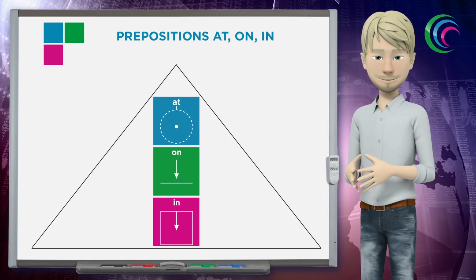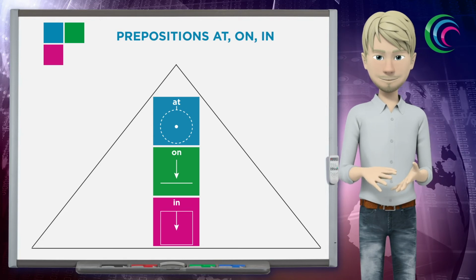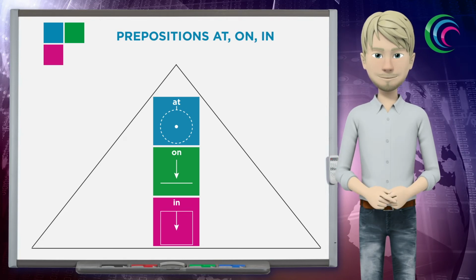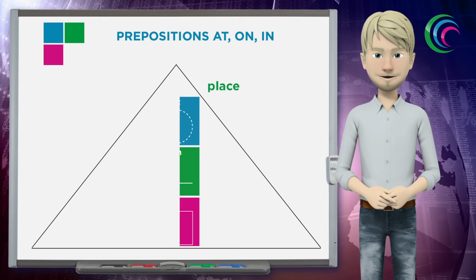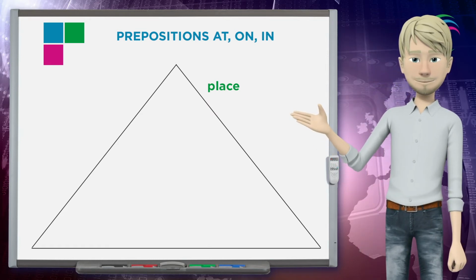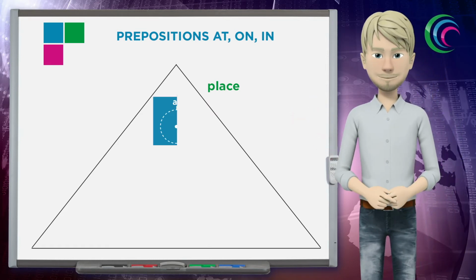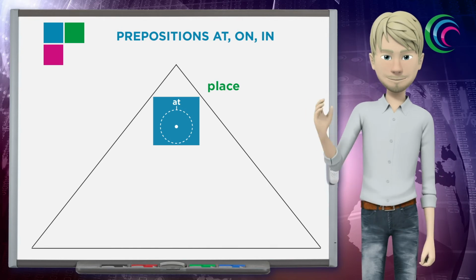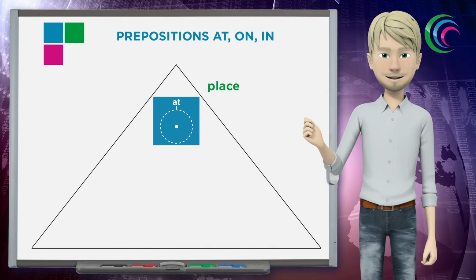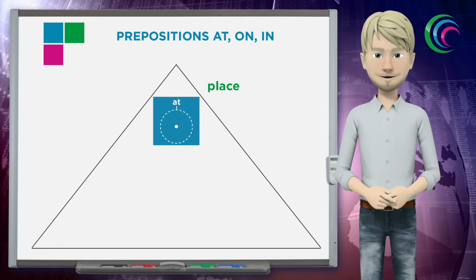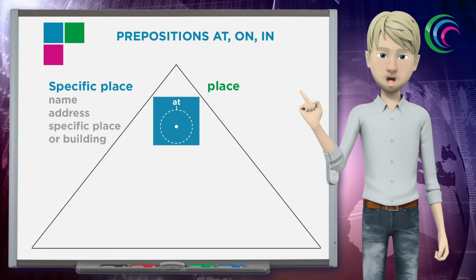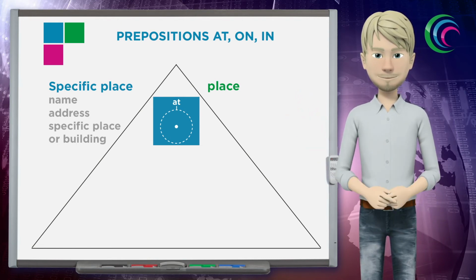Now let's have a look at the same prepositions, but then used to indicate place. We use the same pyramid. In the top of the pyramid, we find the preposition at again. We use this preposition to talk about a very specific place, like a name, address, or specific place or building.